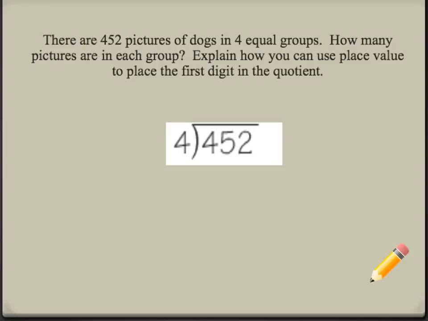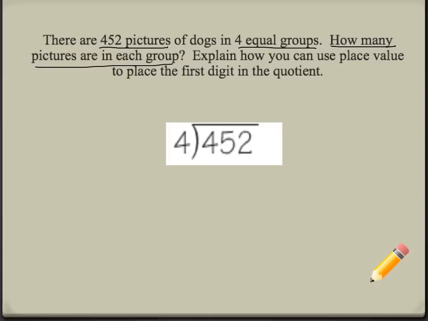So here's another one to try. There are 452 pictures of dogs in 4 equal groups. So 452 pictures, 4 equal groups. How many pictures are in each group? So here's what we're trying to find. Explain how you can use place value to place the first digit in the quotient. Remember, that's our lesson goal, so let's start there.